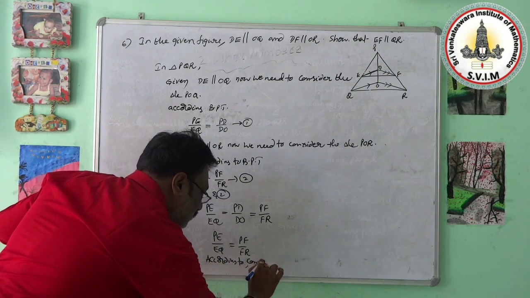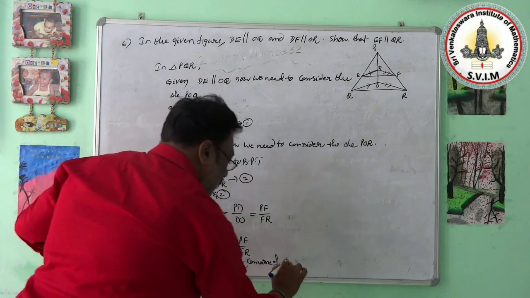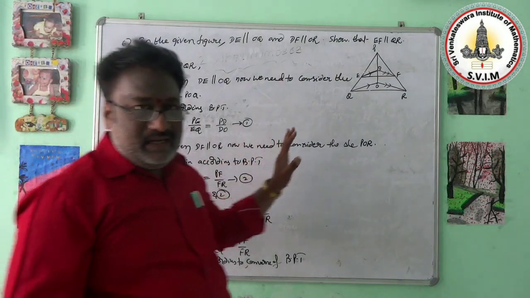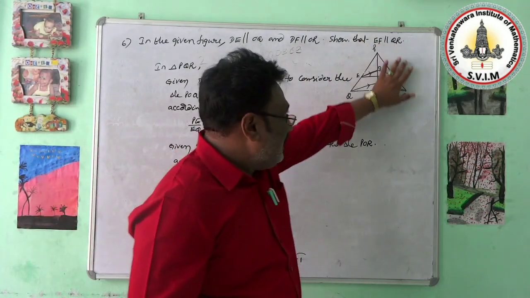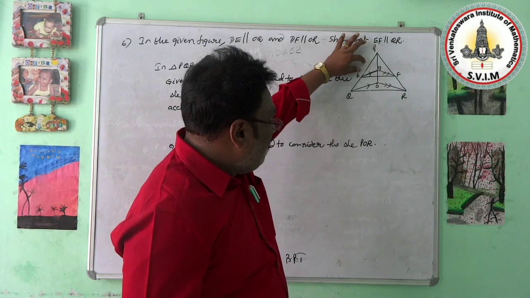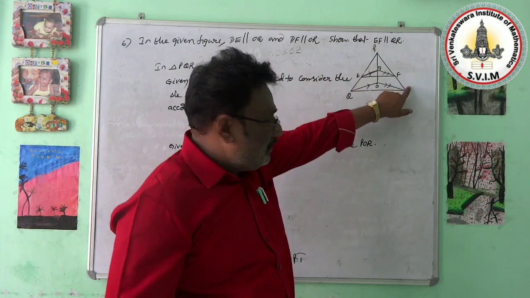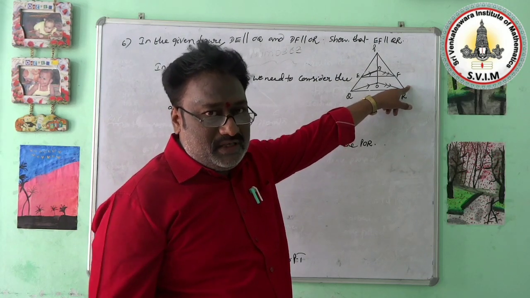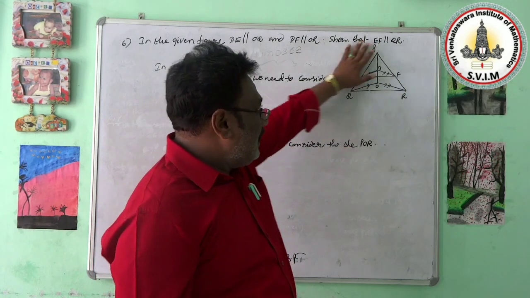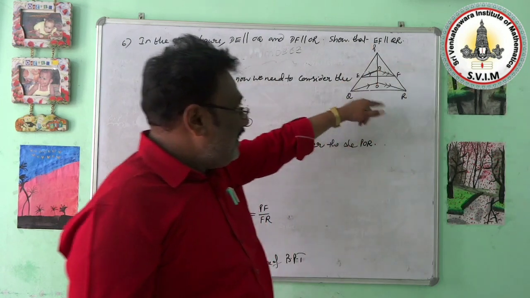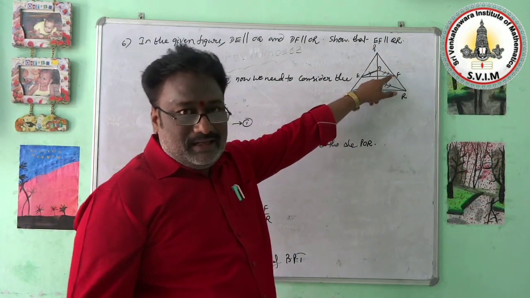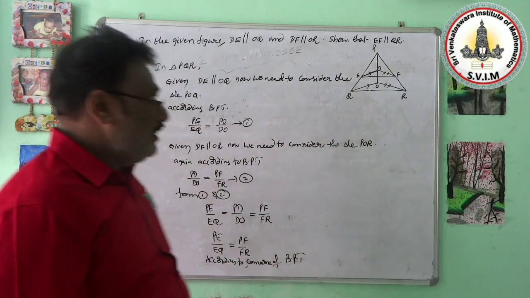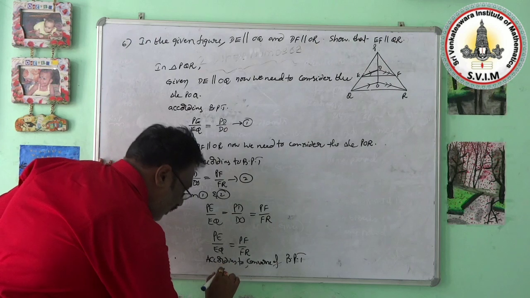So according to the converse of basic proportionality theorem, how can you write that? Listen to me one more time. In this triangle we are getting PE by EQ is equal to PF by FR. So actually we are having a concept, that is converse of basic proportionality theorem. What is that? In a triangle, if two line segments have been divided in the same ratio by a line segment, that line segment is parallel to the third side of the triangle. That's all. So EF is parallel to QR.